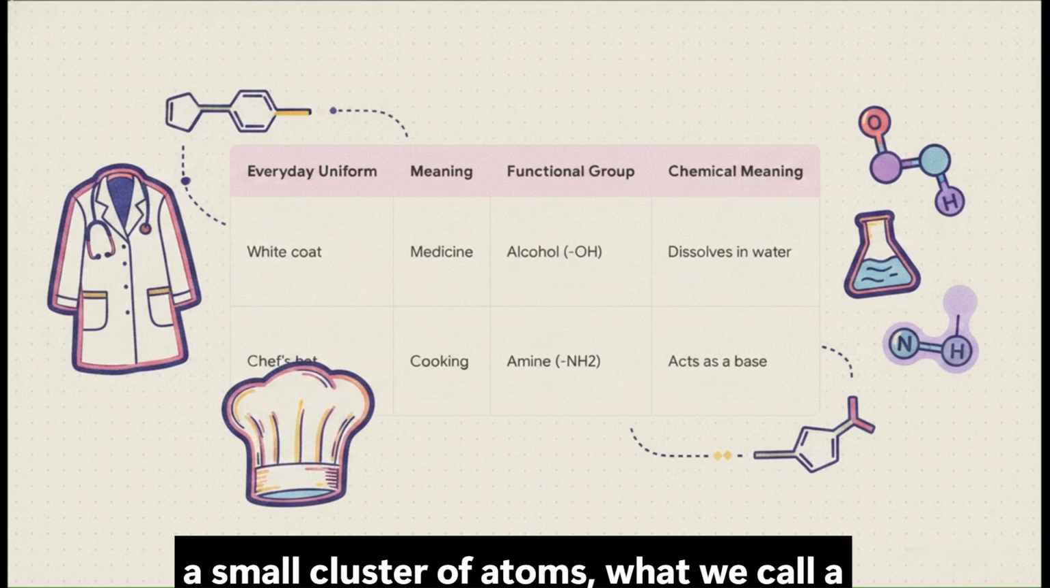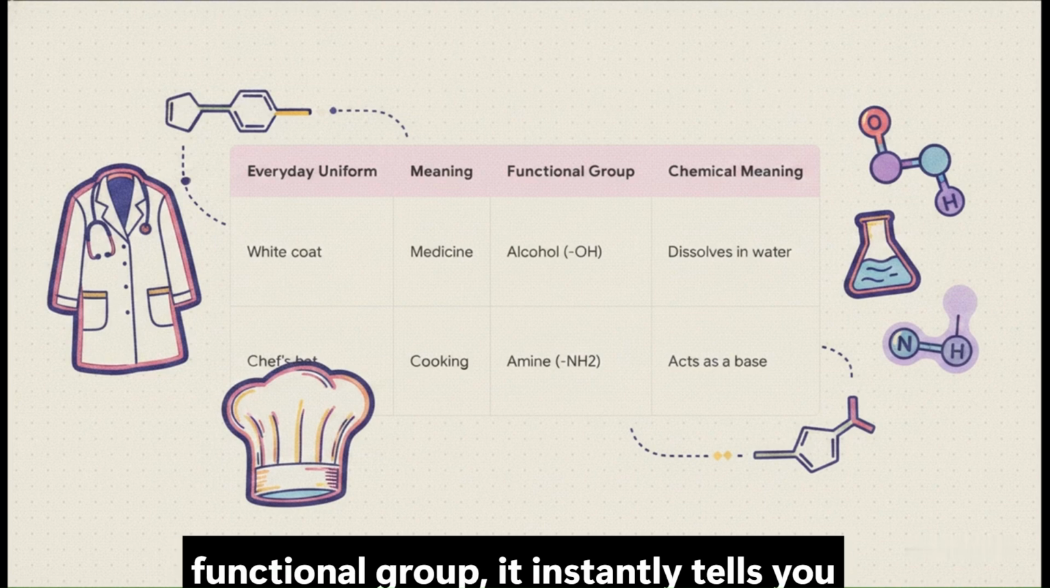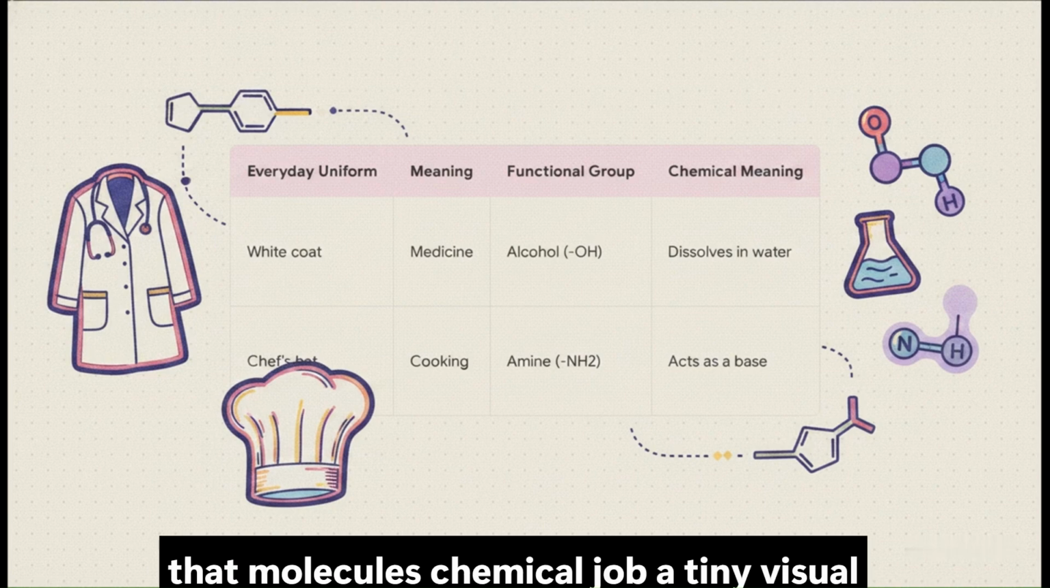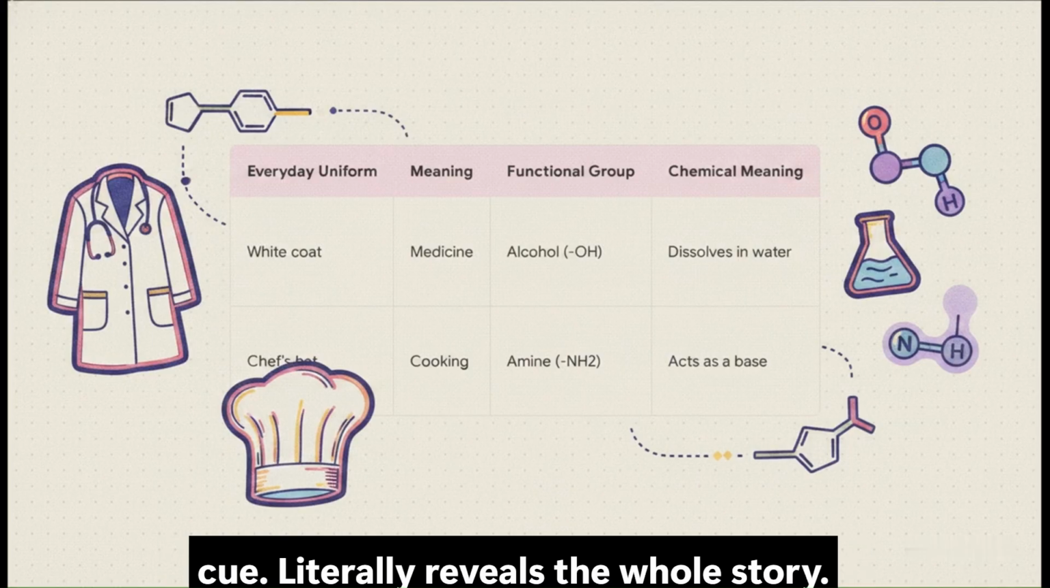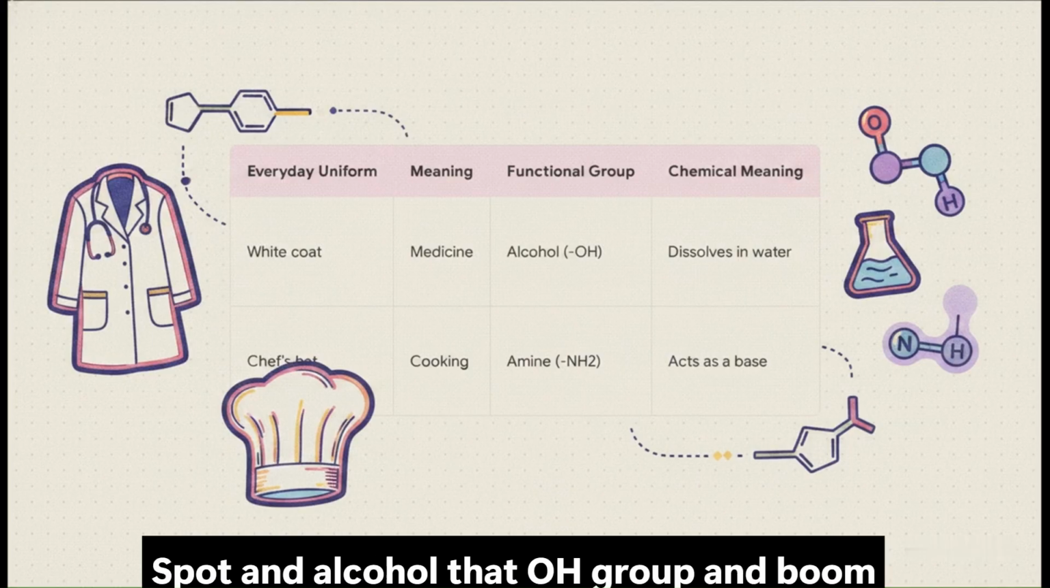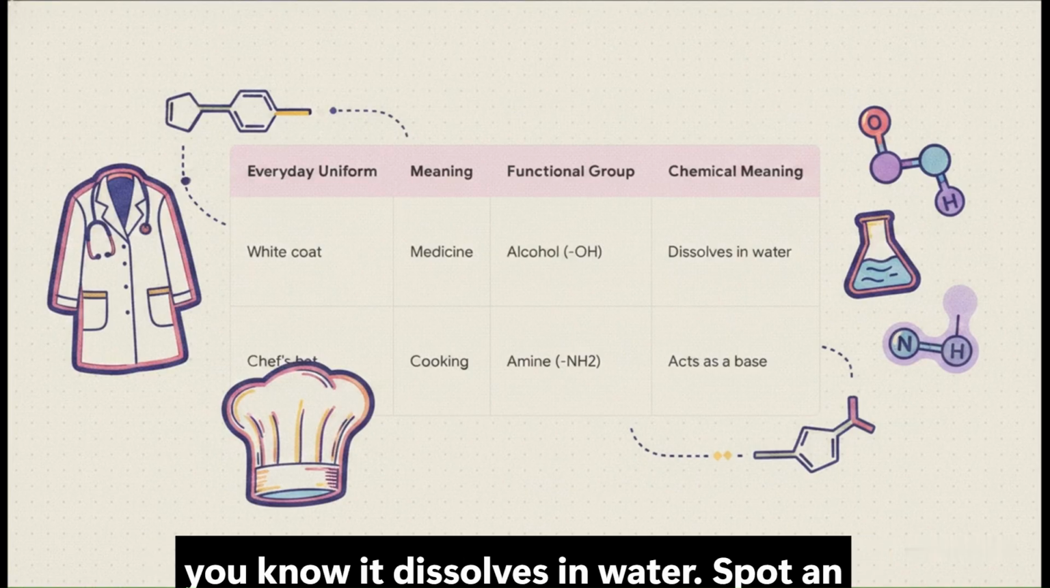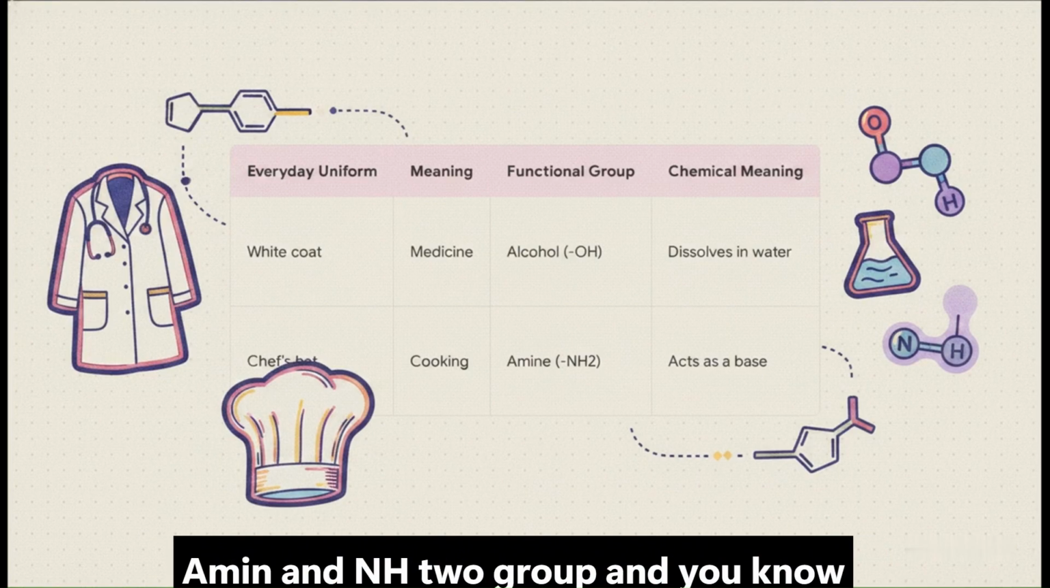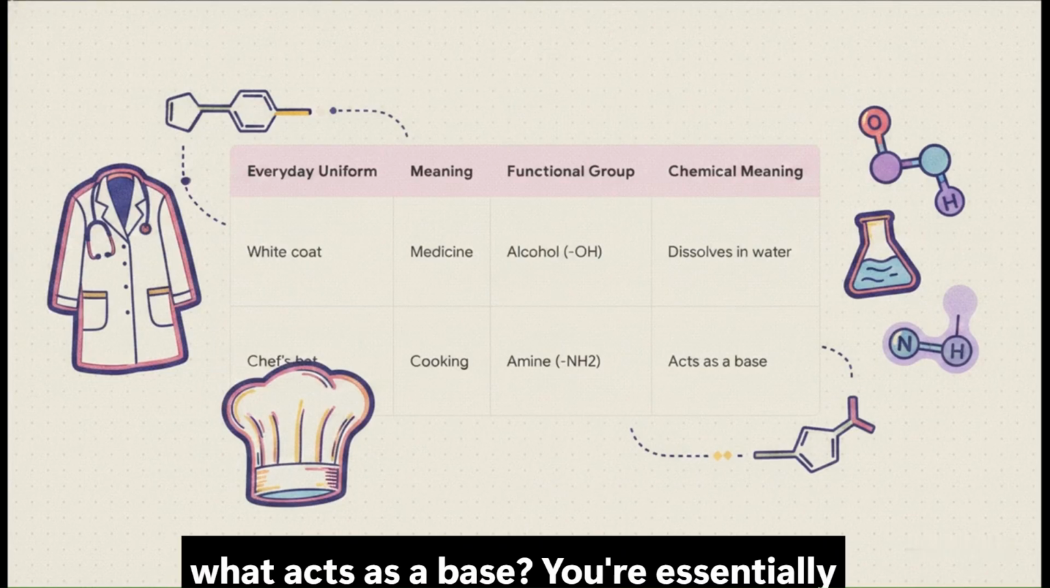If you can spot a small cluster of atoms, what we call a functional group, it instantly tells you that molecule's chemical job. A tiny visual cue literally reveals the whole story. Spot an alcohol, that OH group, and boom, you know it dissolves in water. Spot an amine, an NH2 group, and you know it acts as a base. You're essentially just reading their chemical uniforms.